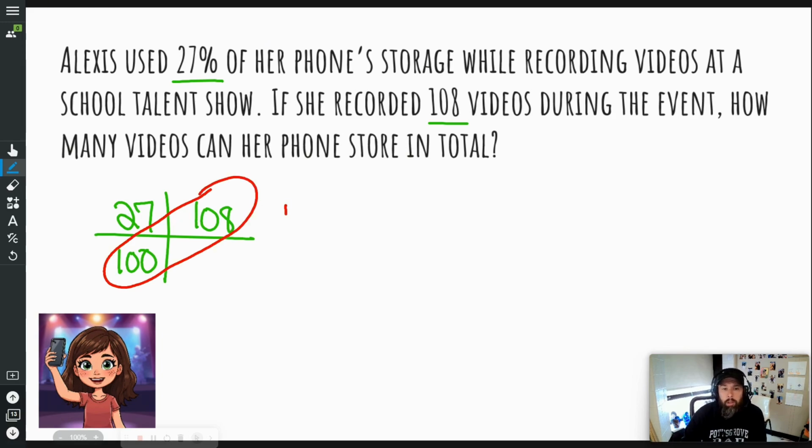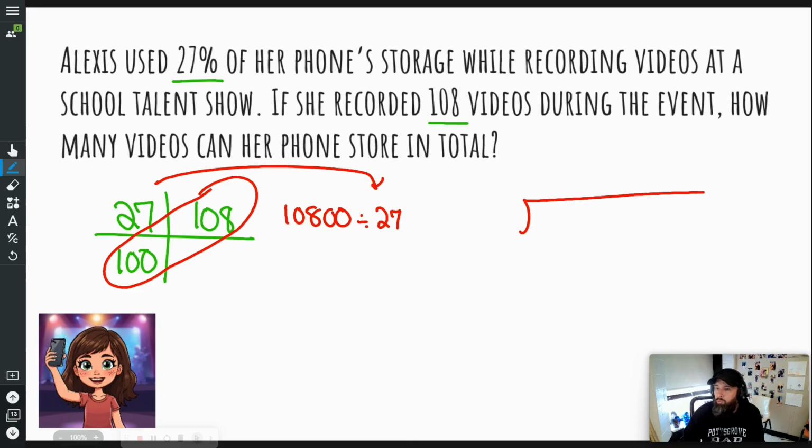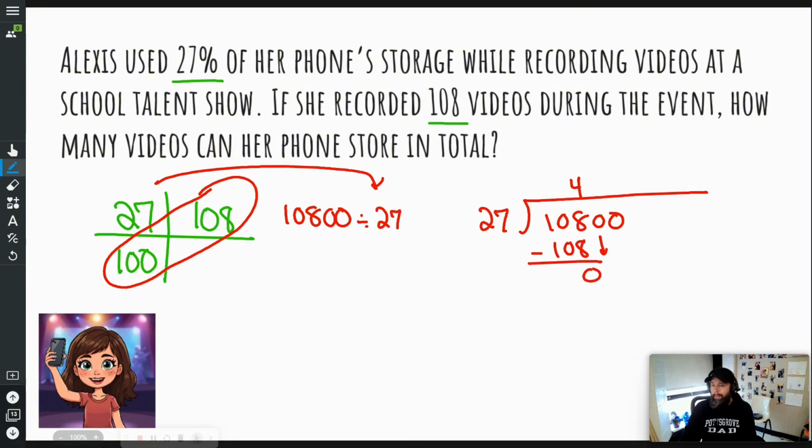108 times 100 is 10,800. Okay, 10,800. And now we're going to divide out 27. 27 is going to go into 10,800, I think 4 times. Yeah, 4 times 27 is 108. So let's subtract it out. We get 0, drop down a 0, you get 0, drop down a 0, and you get 0. So our whole is 400. How many videos can her phone store in total? Well, that would be 400 videos.